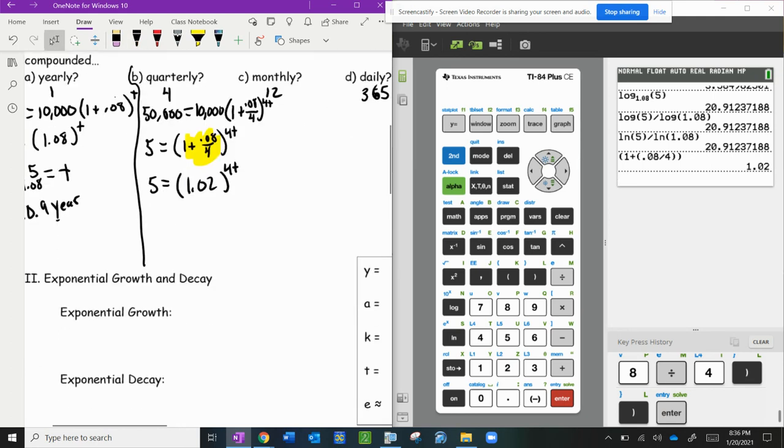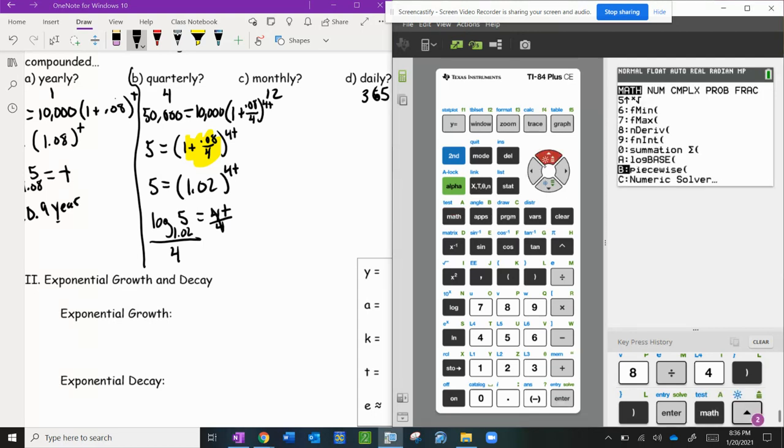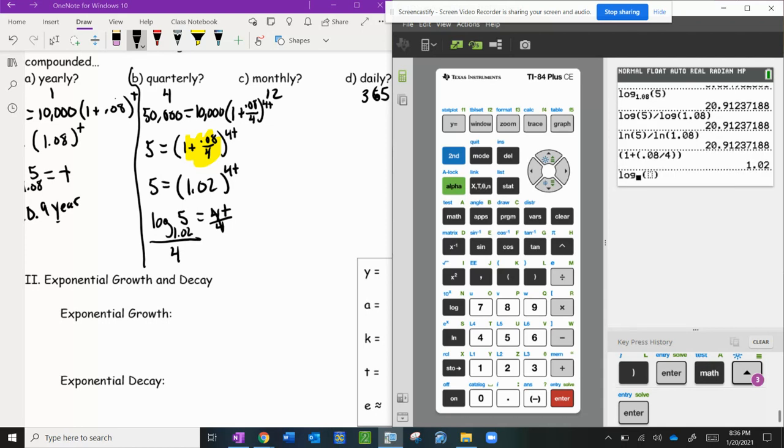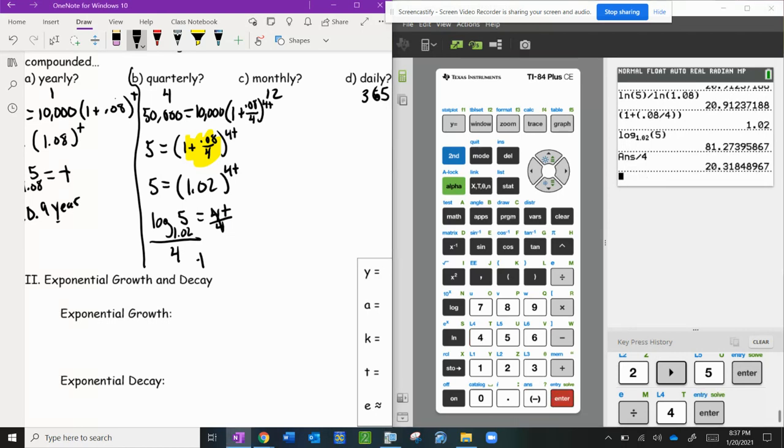So this time I'm going to take log base 1.02, input 5, output. This time there's a 4 there. So I'm not going to divide the 5. I'm just going to go to my math up here, go to my log base, and plug it in. I'm going to say 1.02, plug in 5, hit enter, divide by 4, hit enter, and the t should be relatively pretty close.